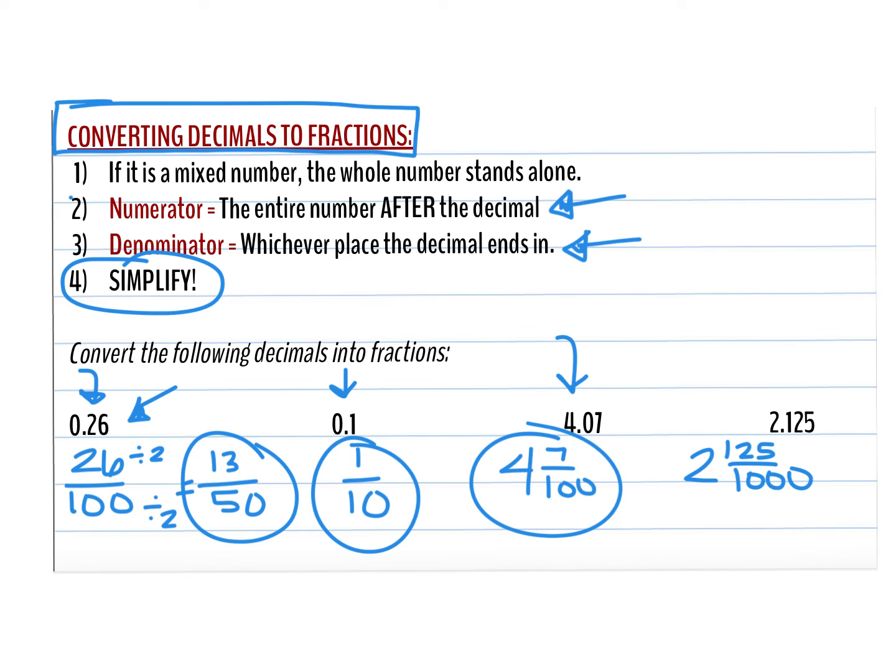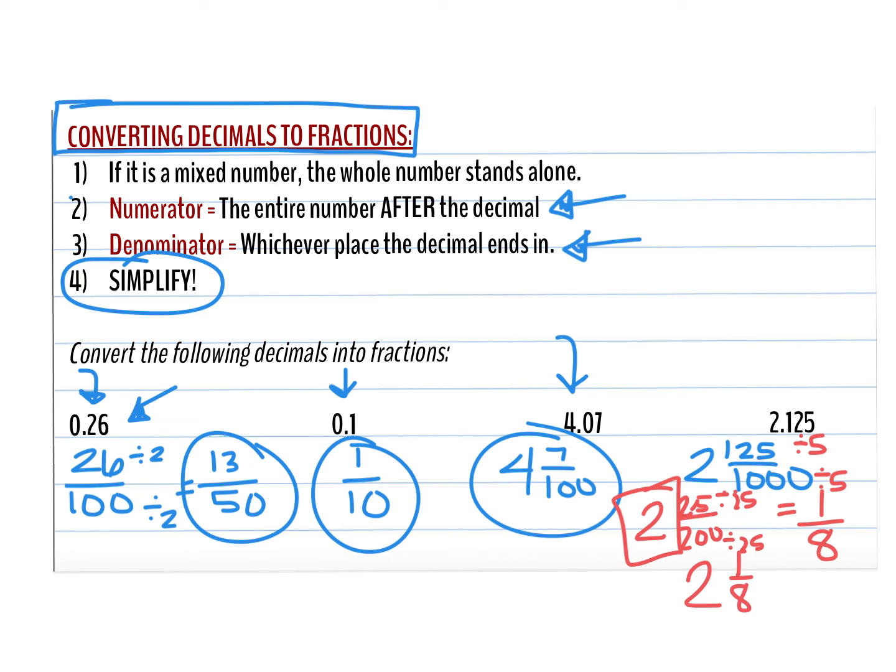So I have 2 and 125 one-thousandths, which I know is not in simplest form, because remember, if it ends in a 5 or a 0, it can for sure be divided by 5. I know that there's a lot more numbers that it can be divided by, but we're just going to start with that. So then I would have 2 and 25 two-hundredths. And now I know that they both can be divided by 25. They also could be divided by 5. 25 divided by 25 is 1. 200 divided by 25. I know 25 goes into 100 4 times, so that means 25 goes into 200 8 times. So it'd be 1/8, but we cannot forget about our 2. So then in simplest form would be 2 and 1/8.